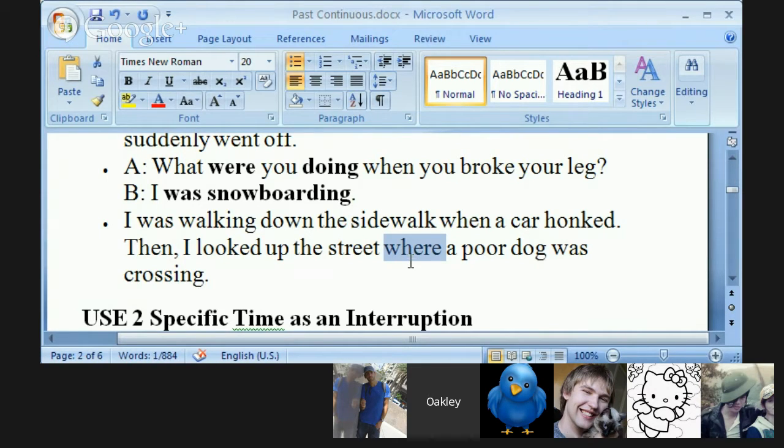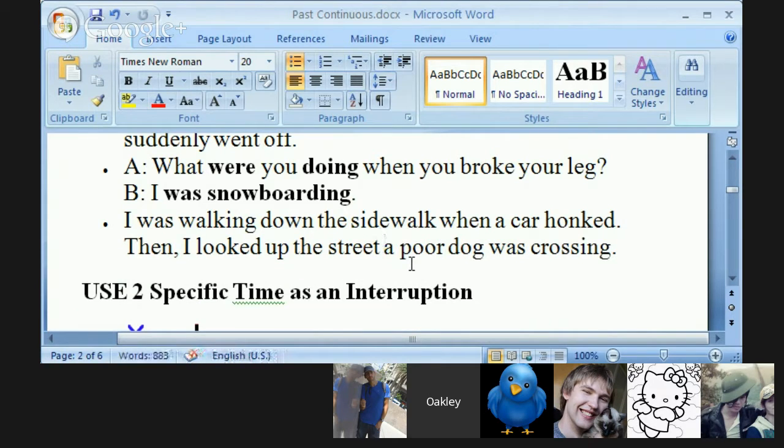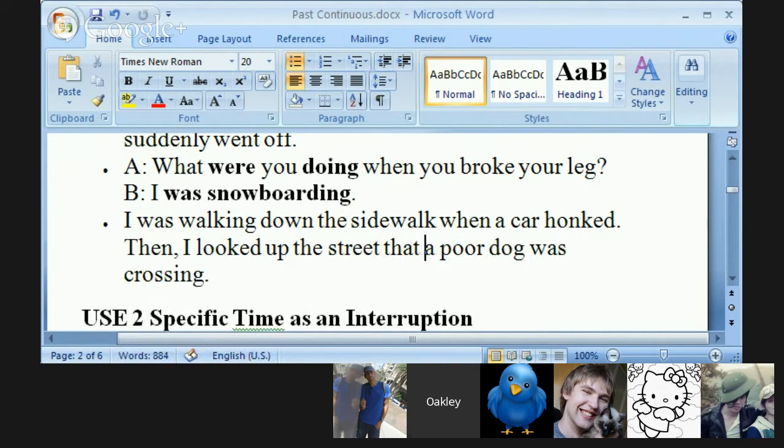It seems odd to me to use "when" in any case because, okay, I looked up the street. Why can't we refer to the street with that? Let me see, maybe you can. I looked up the street that a poor dog was crossing. I guess you could. I guess that would be okay.